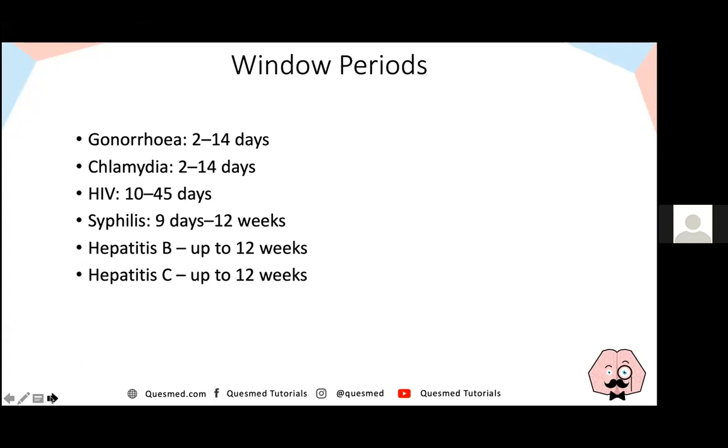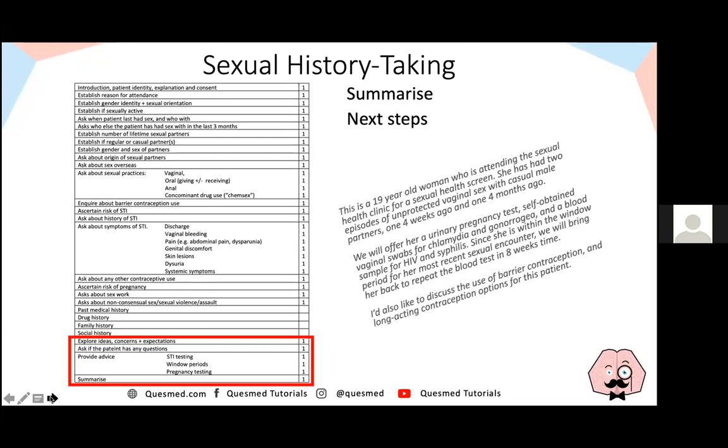So things like chlamydia and gonorrhea, they take up to 14 days to show up on a swab. HIV classically takes 45 days. And syphilis and hepatitis can take up to 2 weeks. So that is a common scenario where the marker will say, can you explain the window periods to this patient? Important to remember those. We obviously summarise and we offer some next steps. So the next steps might involve a pregnancy test, might include STI screening, might include discussing window periods and repeat testing, or it might involve discussion over contraception.